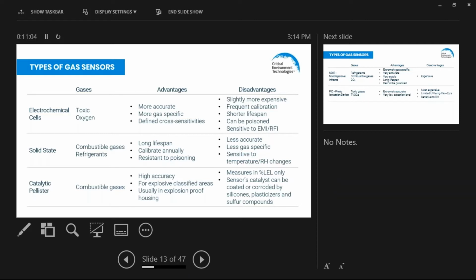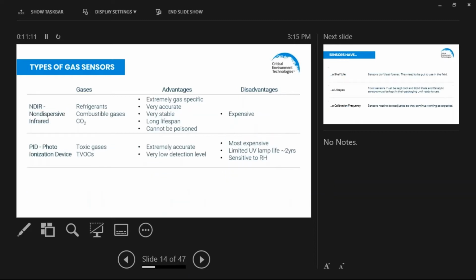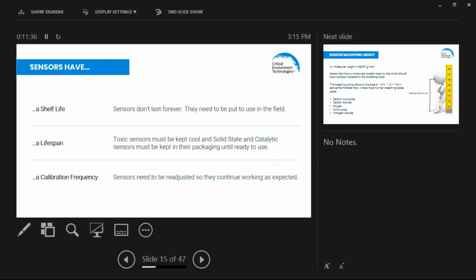Solid state cells, catalytic pelistors for combustible gases, non-dispersive infrared, which I just spoke about, for refrigerants and combustible gases, and photoionization devices, which work on the premise of ultraviolet light as opposed to infrared light. These are the different types of sensor cells used within the industry.